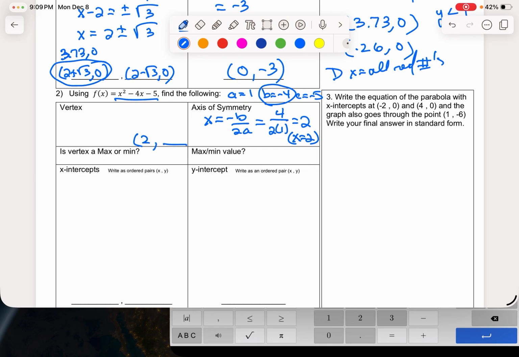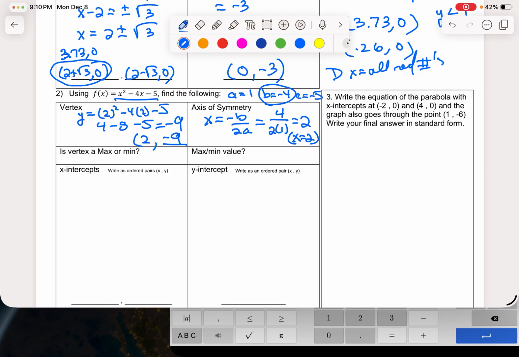How do I do that? I'm going to plug it in. So it's going to be 2 squared minus 4 times 2 minus 5. That's 4 minus 8 minus 5, -4, so it's -9. So my vertex is at (2, -9).